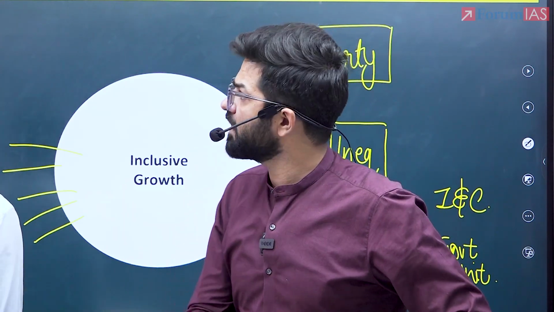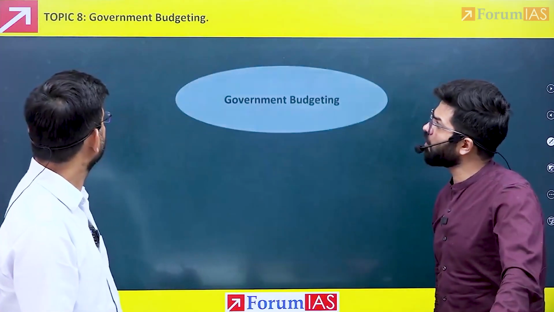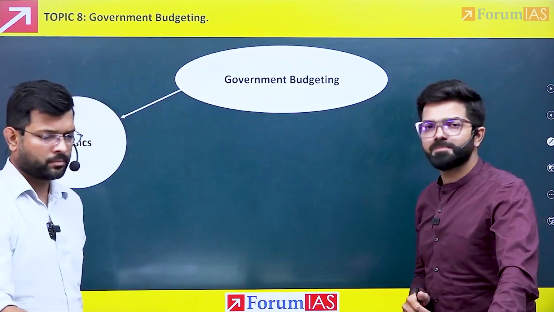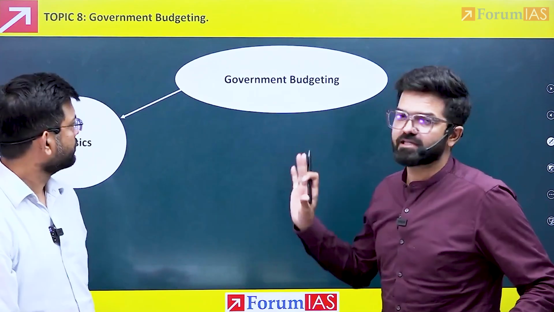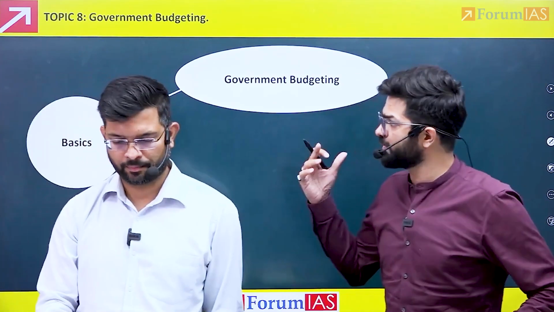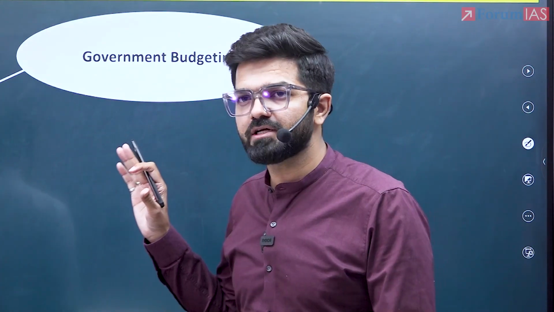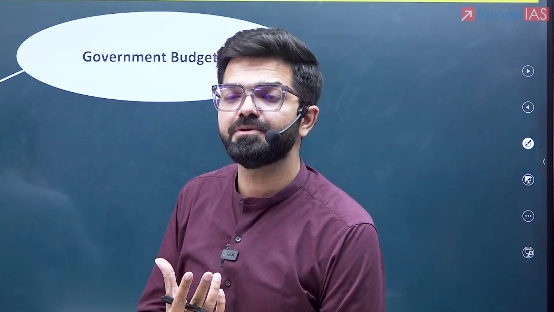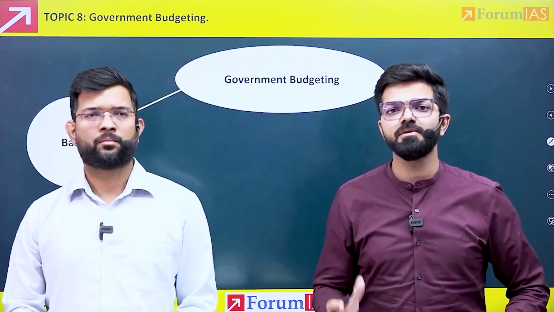Correct. Now talking about topic 8, it's government budgeting. Now the first part is basics. Again, a very static area. Within basics, you should be talking about what is government budgeting, how it is done, what is the process. You should be prepared for the types of, let's say, capital expenditure, revenue expenditure, then revenue budgeting, capital budgeting, etc.